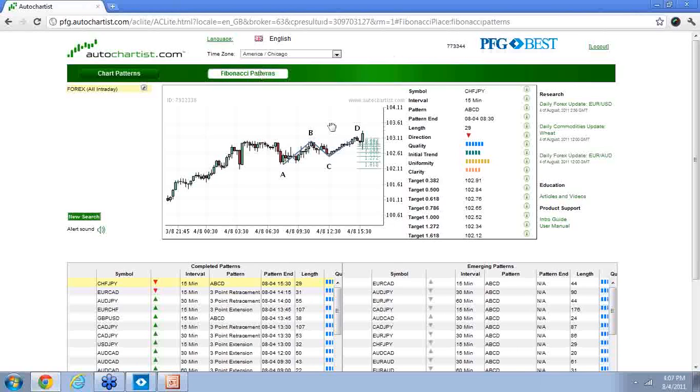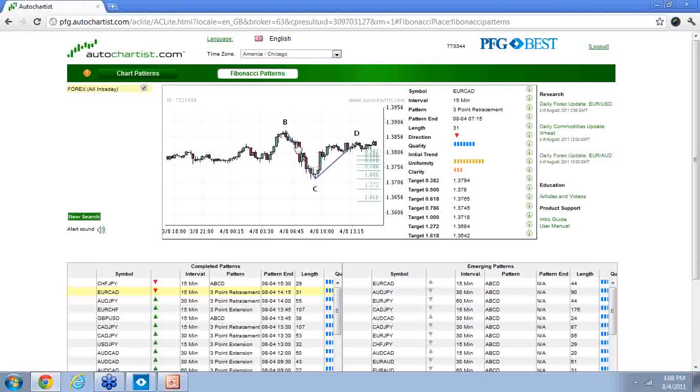So if you go through Forex all intraday today, you see that recently an ABCD pattern just came up for the Swiss franc Japanese yen. All right, so after A, B, C, and D is formed, it's going to give you a list of projections that this market can go to. Okay, when you look at the dollar CAD, you'll see the same thing.